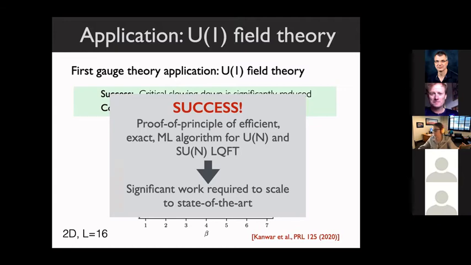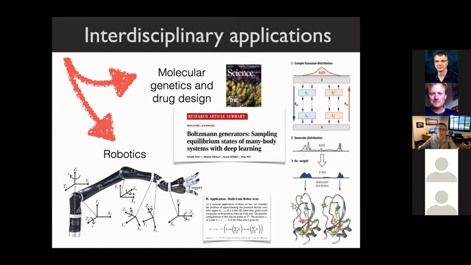As I said, there's also, of course, interdisciplinary applications of all of this work. Gauge symmetries aren't common in many other areas, but of course there's condensed matter applications. But many of these ideas, going back to construct flow architectures on compact connected manifolds, have other applications, from robotics to molecular genetics and drug design.